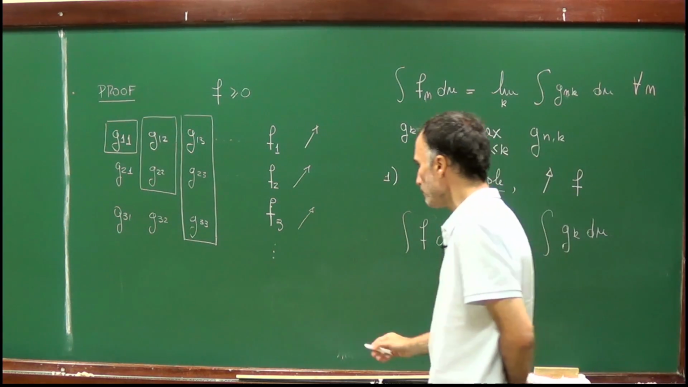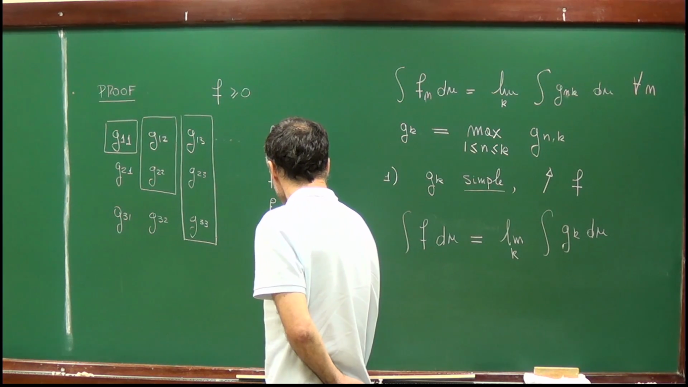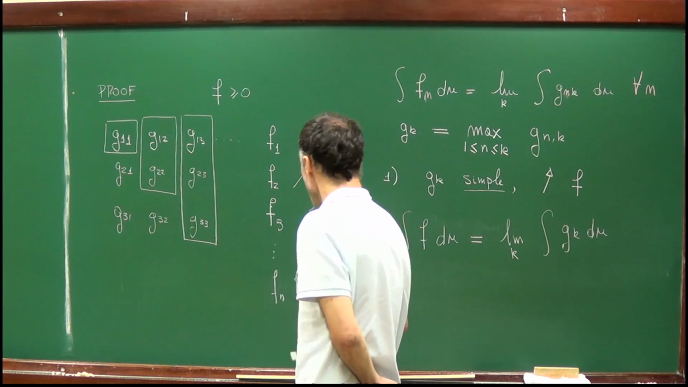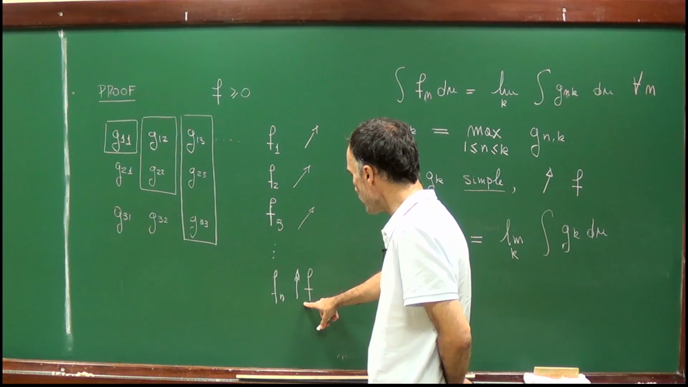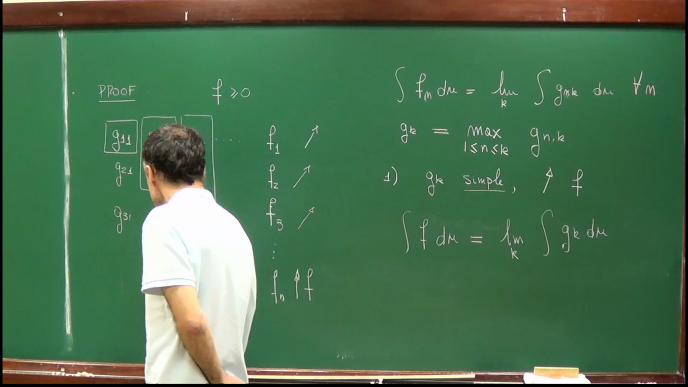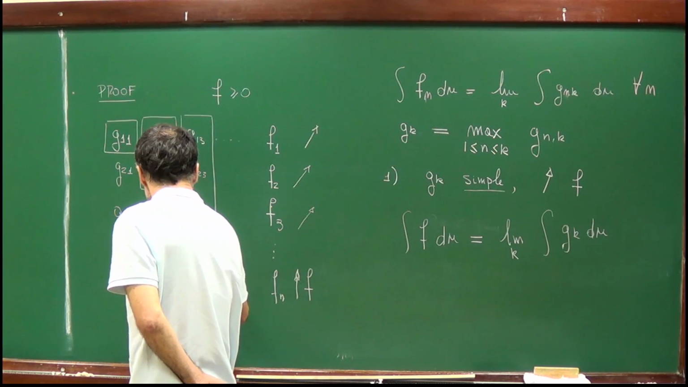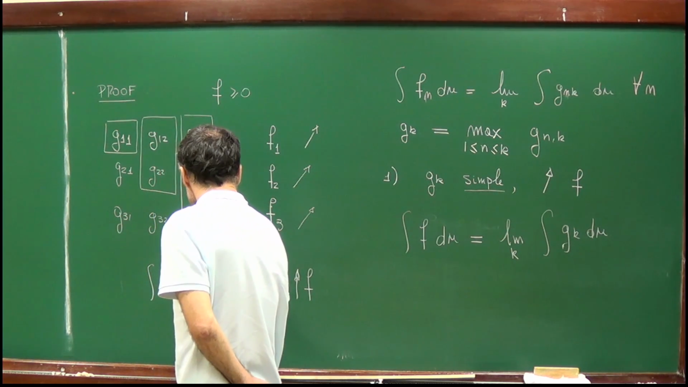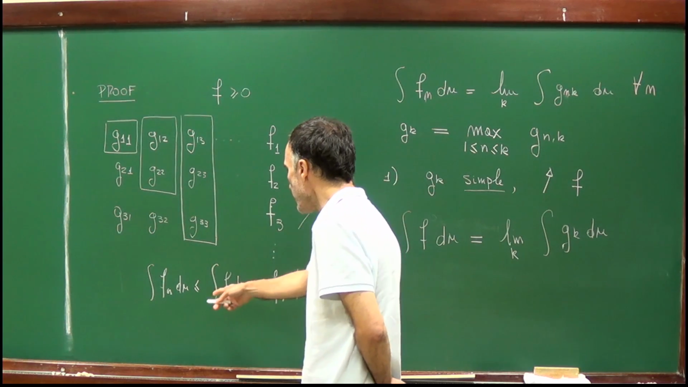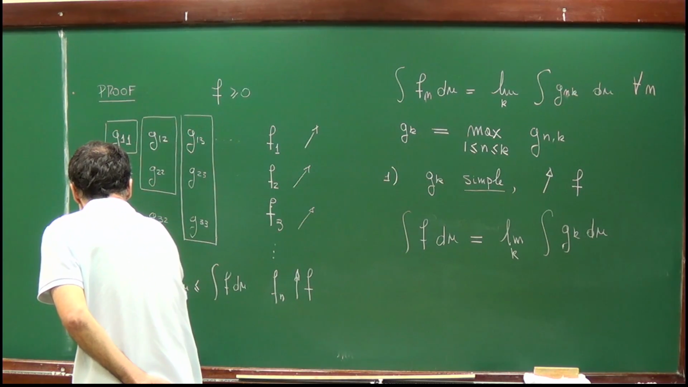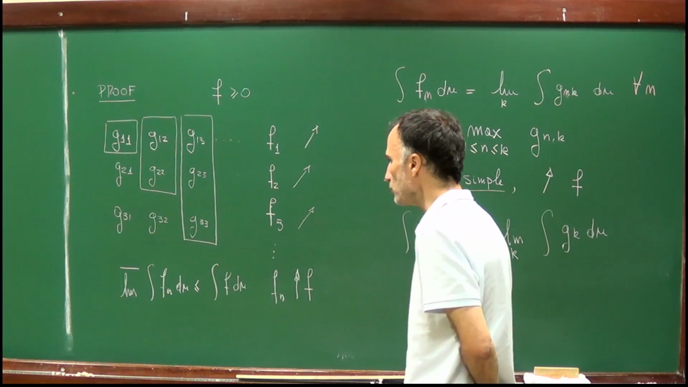Well, but what do we know? We know that f_n is increasing to f. Since f_n is increasing to f, this means that f_n is less than or equal to f, and therefore that the integral of f_n is less than or equal to the integral of f d mu. Since this is true for any n, we have that the limit sup of the integral of f_n d mu is less than or equal to the integral of f.